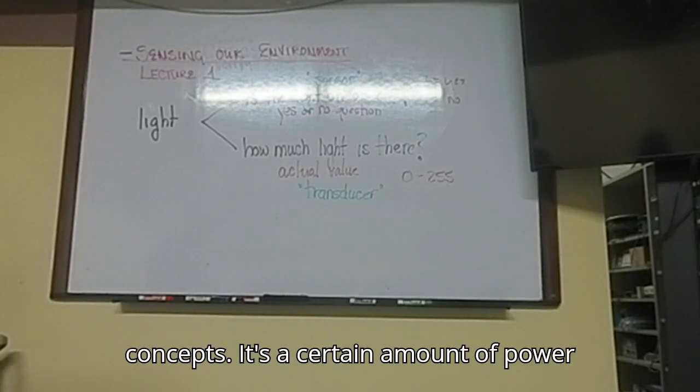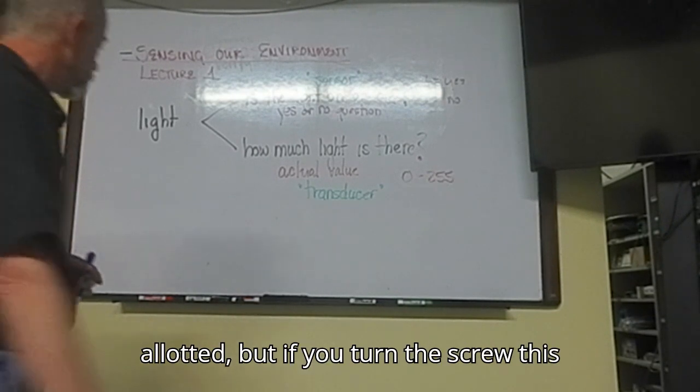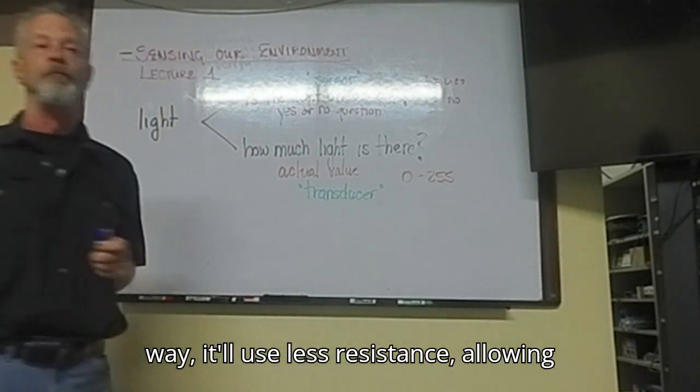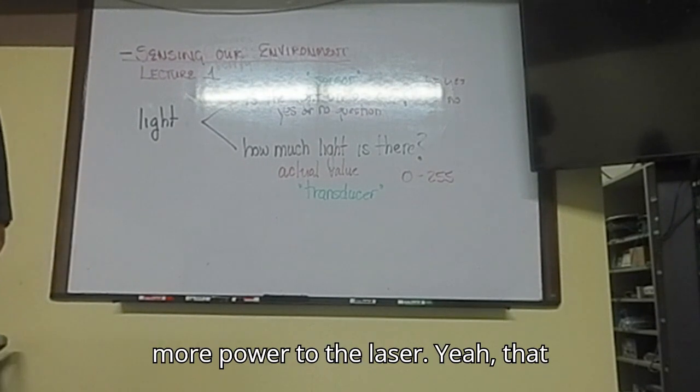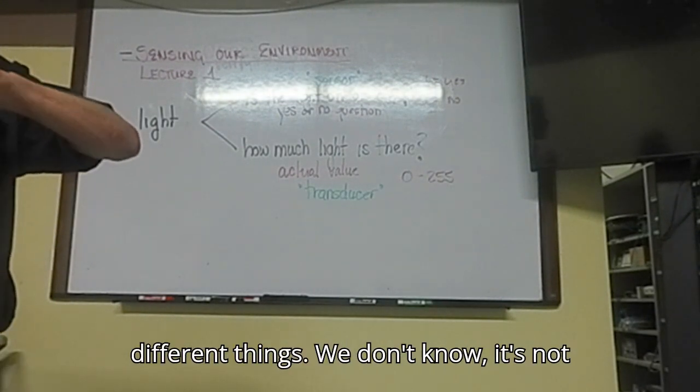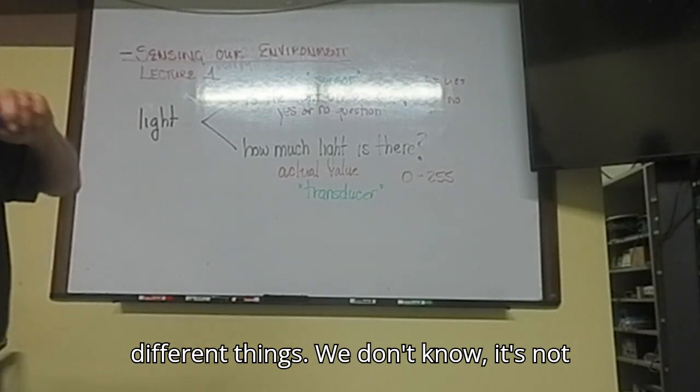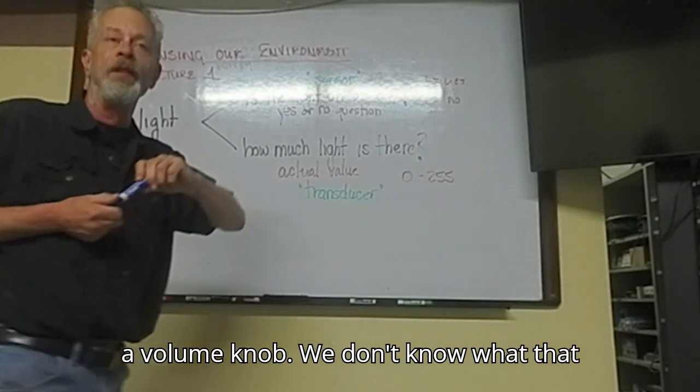It adjusts the resistance because there's a certain amount of power allotted, but if you turn the screw this way, it'll use less resistance, allowing more power to the laser. That resistance could change any number of different things. We don't know, it's not a volume knob. We don't know what that changes.